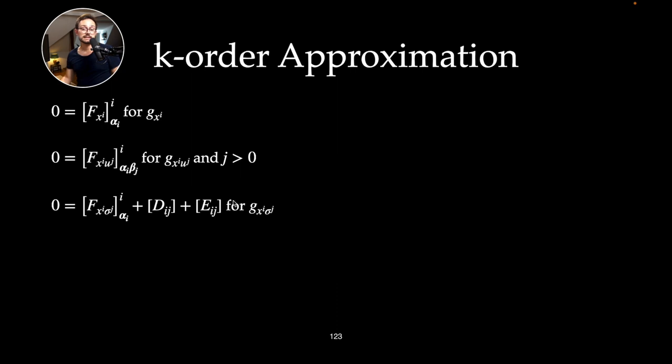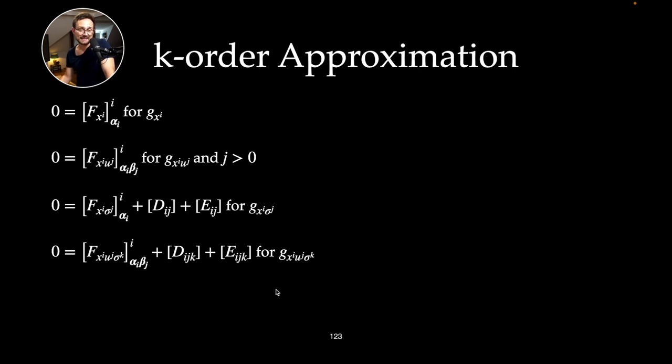If you are interested in getting the terms for x raised to some power, so some combination of x and sigmas, you would need to also include additional terms, this D and E matrix. If you also want to include x, u, and sigma, you also have this D and E, and the indices of these matrices differ. And if you're only concerned with the G sigma sigma matrix, that would be the underlying necessary and sufficient conditions. So those are the necessary and sufficient conditions for any order of approximation.